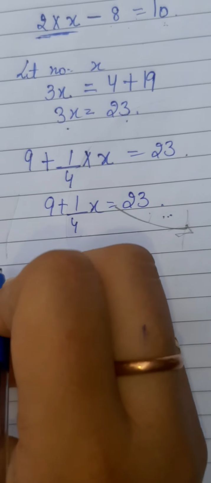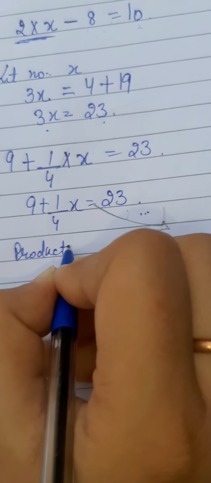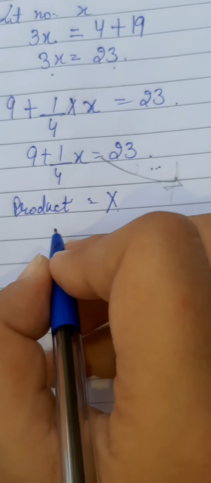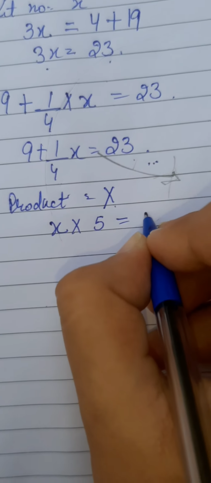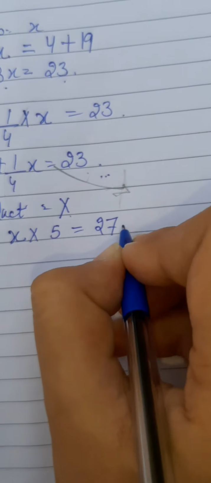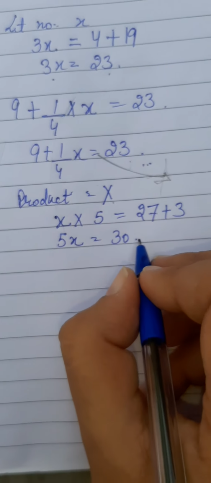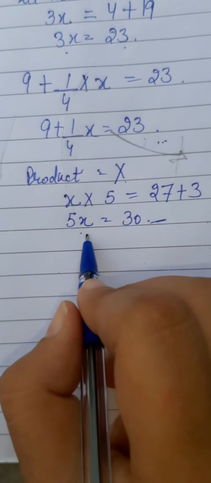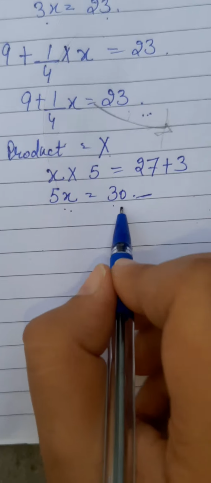Now D part. Product of a number and 5. Product means multiply. Product of the number x and 5 exceeds 27 by 3. Exceed means increase, so 27 plus 3. So 5x is equal to 27 plus 3, which is 30. So this is the expression. You have not solved it, you have just written it in equation form. So don't solve it.